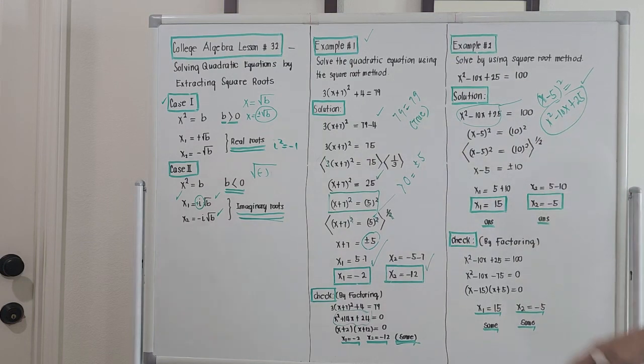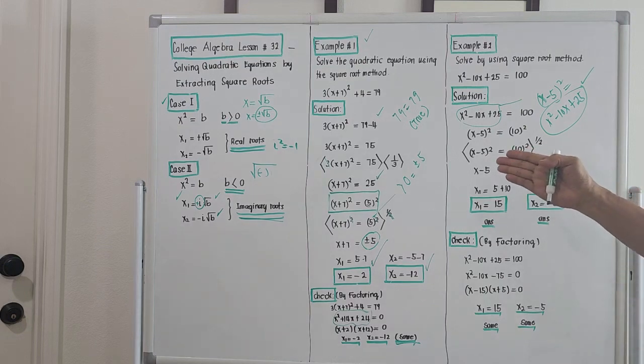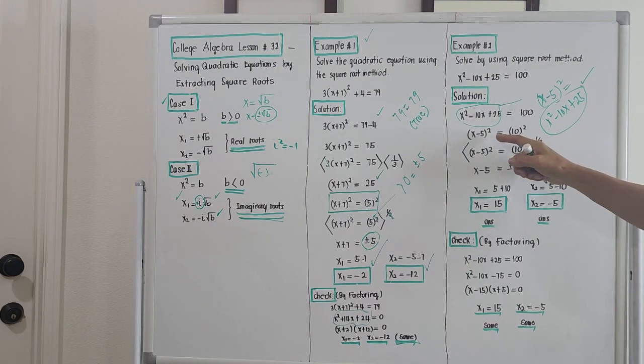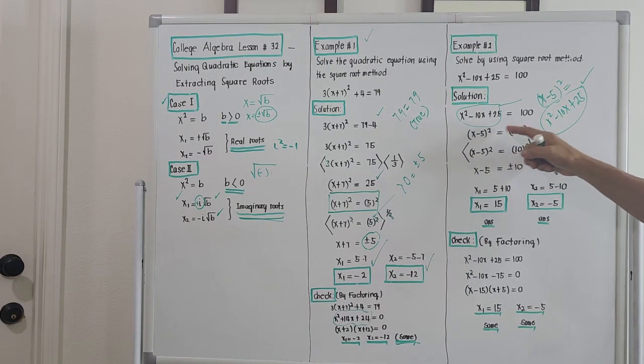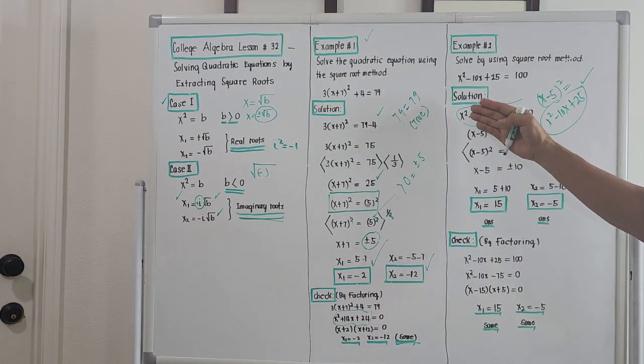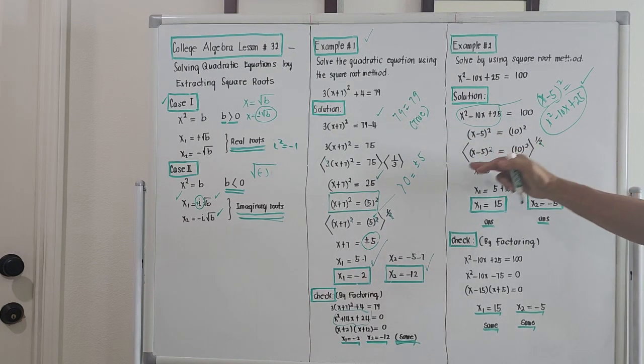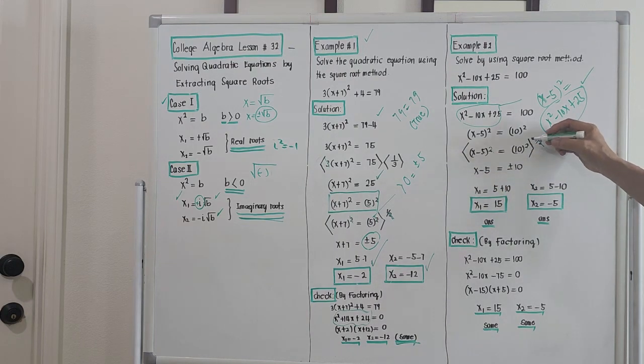And 100 is a perfect square. It will be 10 squared. Again, to bring out the solution by using the square root method, we must eliminate this 2 here. To eliminate this 2, we raise both sides of the equation to the 1/2. So this 2 cancels with this. What remains on the left will be x minus 5. On the right hand side, this 2 cancels with this.